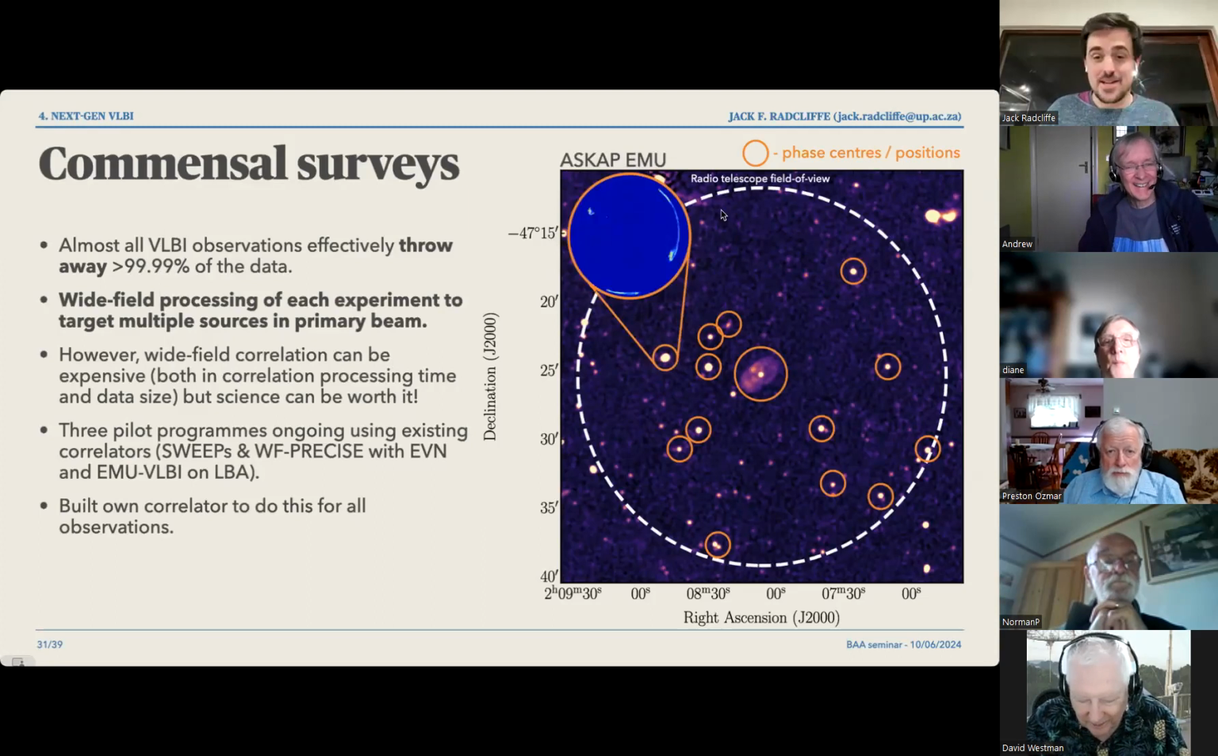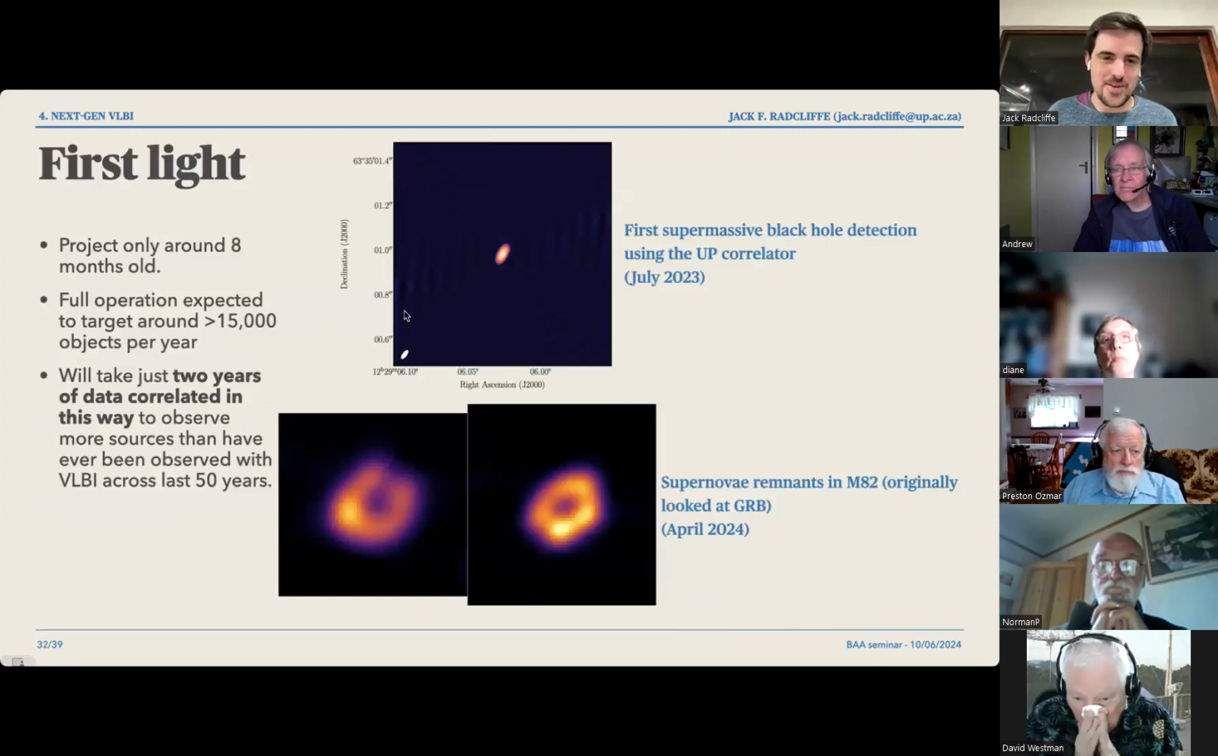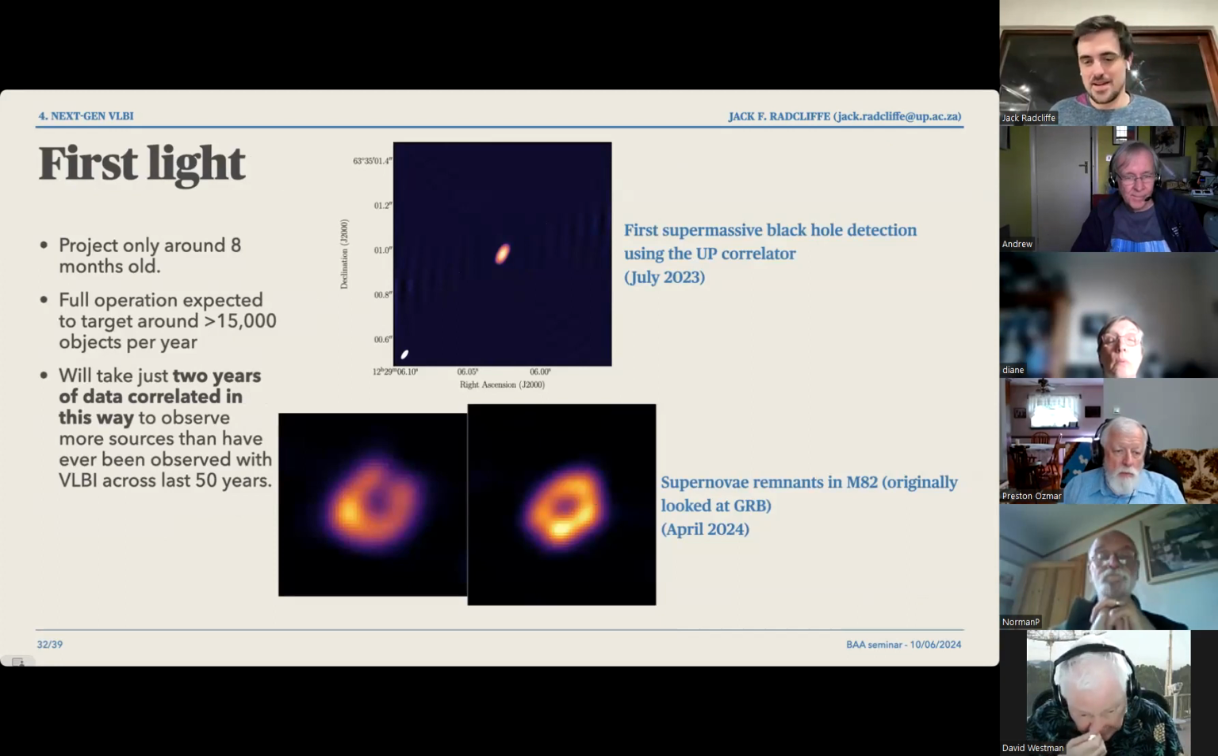So yeah, and that hopes that we can find more of these gravitational lenses and win a Nobel Prize one day. And this is our first light from our correlator here. This is a supermassive black hole at the top. It's only about 8 months old, and here's some nice supernova remnant in M82 that I got about 2 months ago, coming from our correlator.